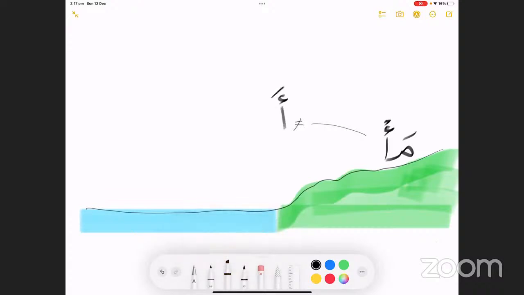I'm not reading it as A. I'm not reading it as E. I'm not reading it as U. Do you guys see that?